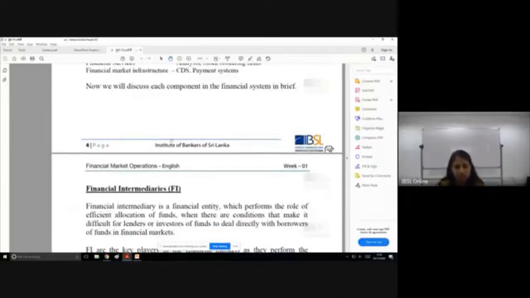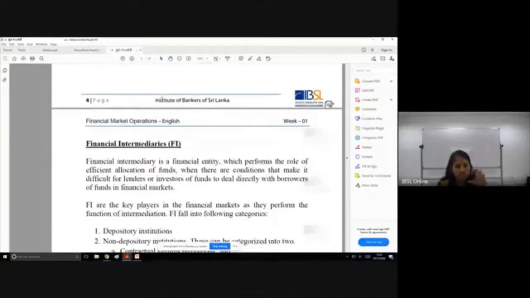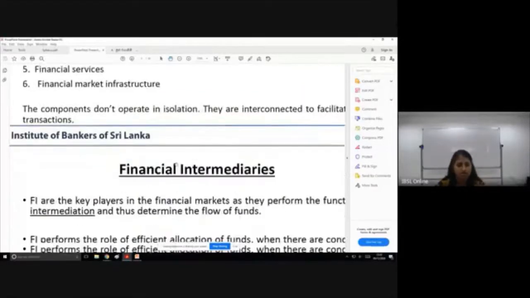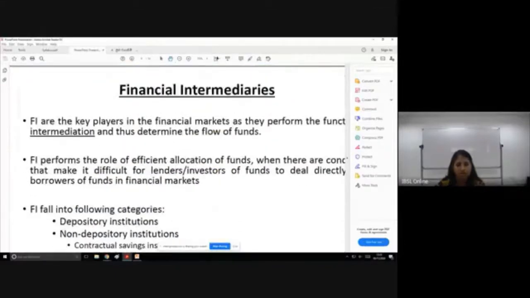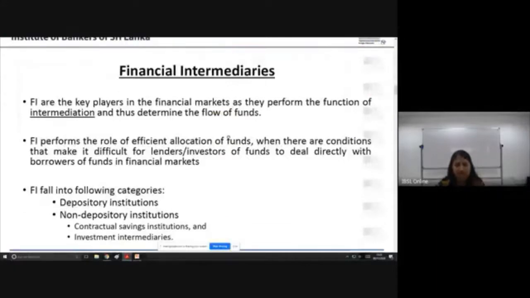Now we are going to look into each of these components in a more detailed manner. We will start from financial intermediaries and then move on to the other components. I will explain each of these components in detail and let's see what their functions and types are.